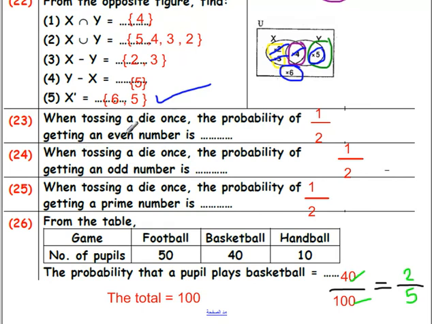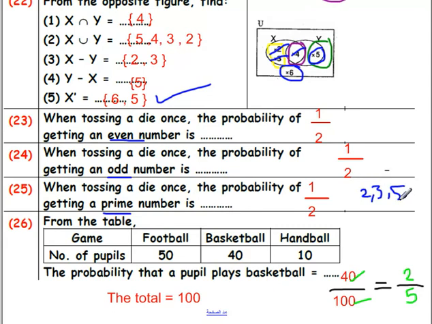When tossing a die once, the probability of getting an even number equals what? We said before that the probability of an even number in a die equals half, the probability of an odd number equals half, and the probability of a prime number equals half. Yes, it's 2 and 3 and 5.